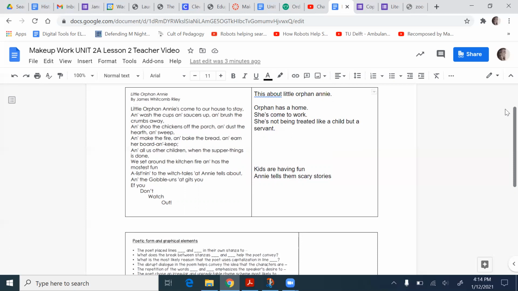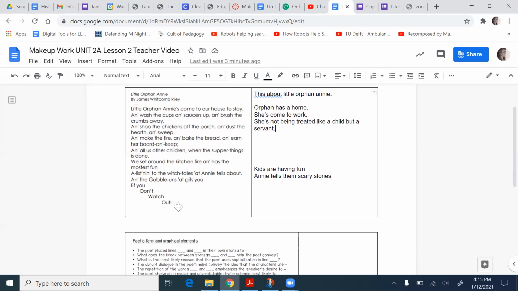So the obvious question about this poem is, why does the poem write, if you don't watch out, the way that he does? What's the point of that? How are they trying to get you to read it? So in this case, what's it talking about? Well, they're sitting around, they're hearing scary stories, they're listening to the witch tales that Annie tells about, and the goblins that get you if you don't watch out. And then you have that exclamation point.